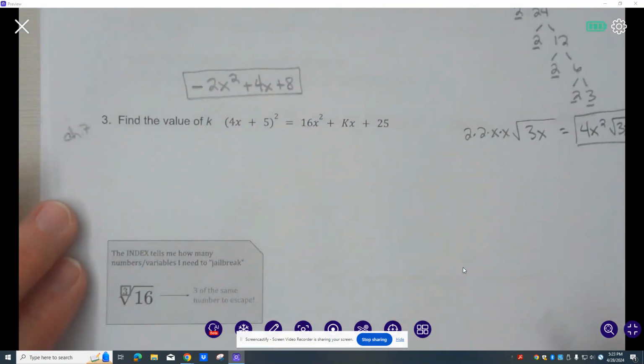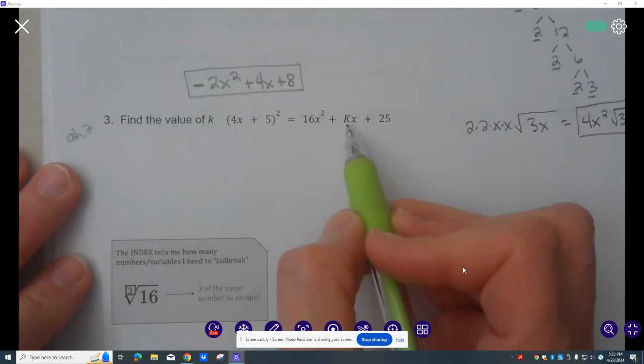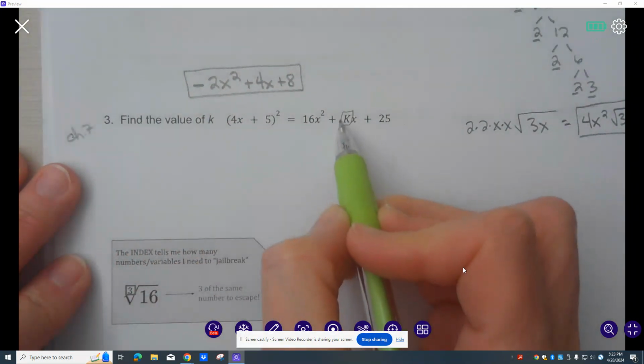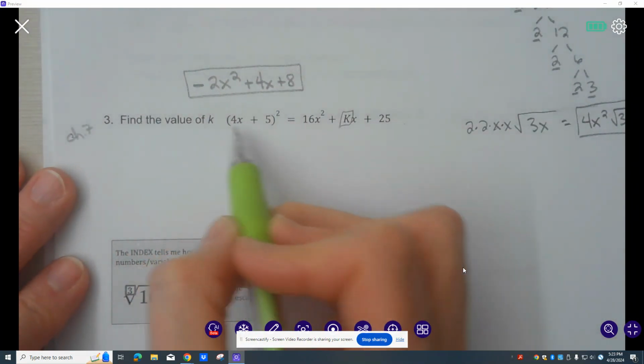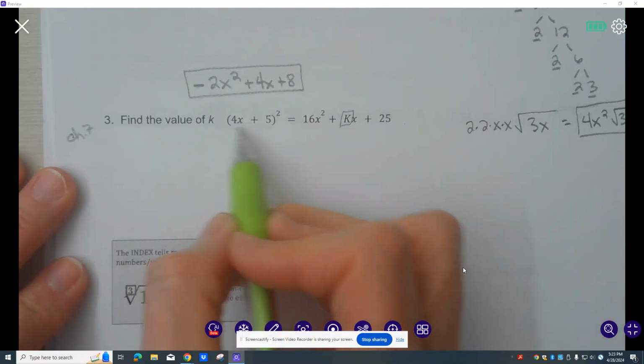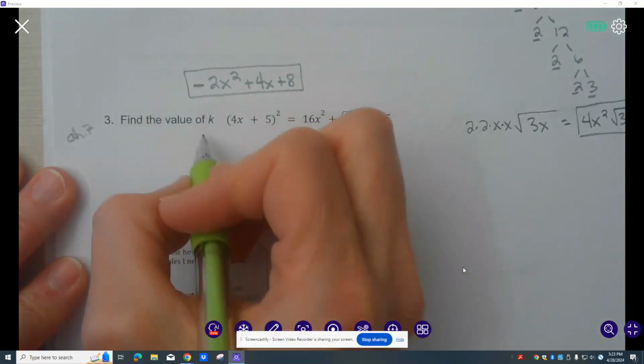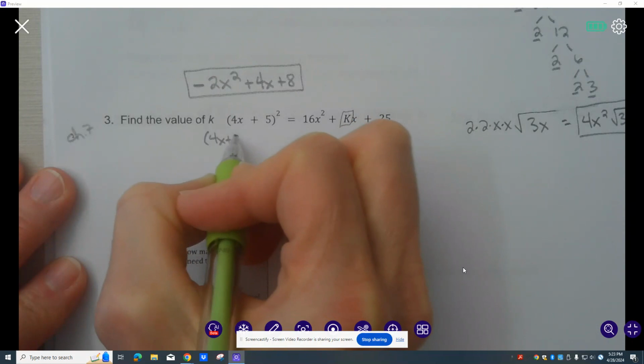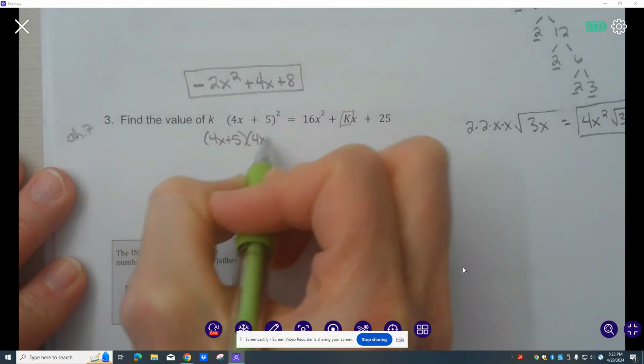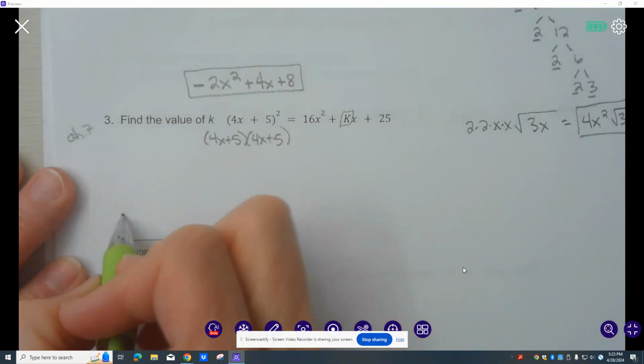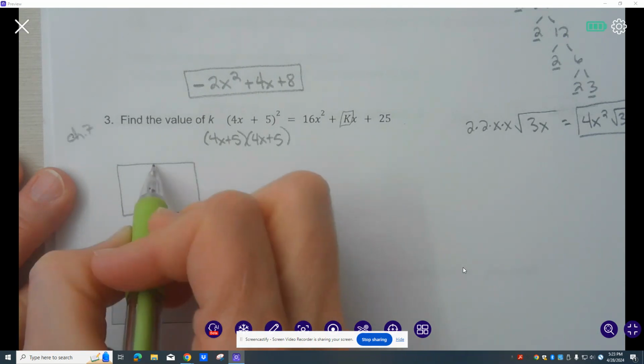Okay, this one's a little different. It says find the value of k. This is what I'm asking for. And I don't really know what to do over here because I don't know k, but I do know how to do that. That's the same as 4x plus 5 times 4x plus 5. Again, that is from chapter 7.